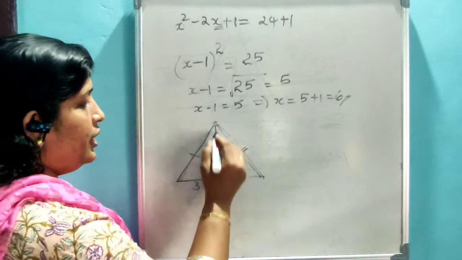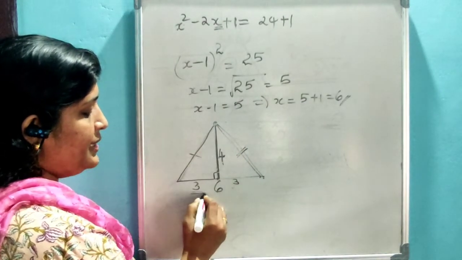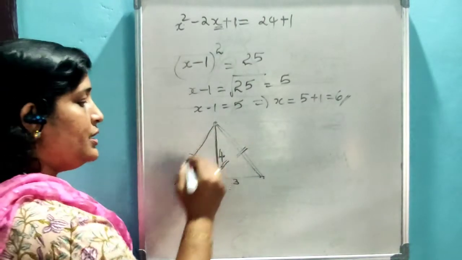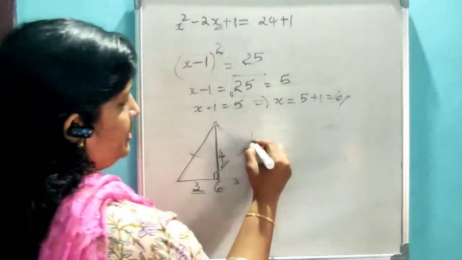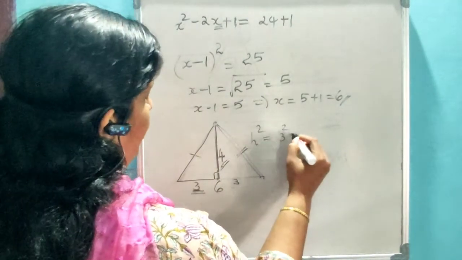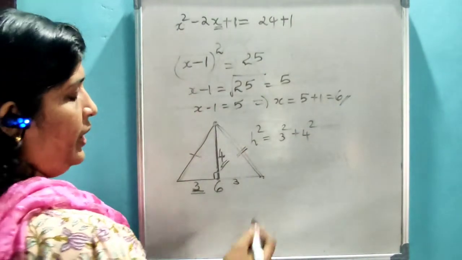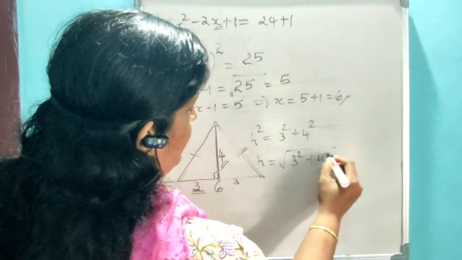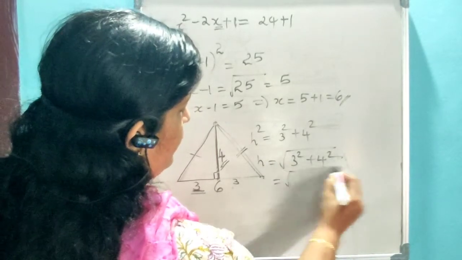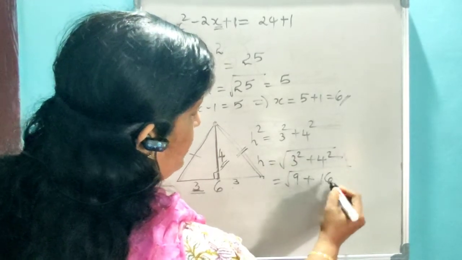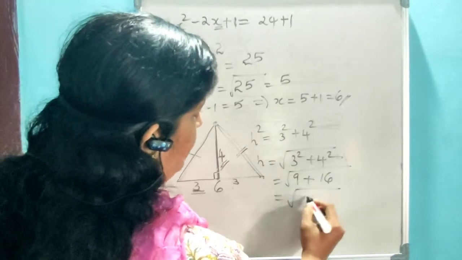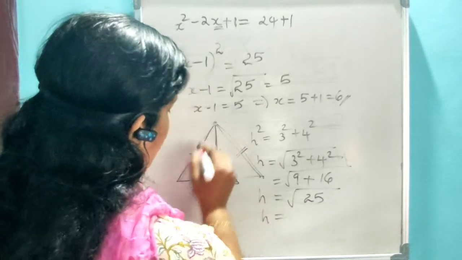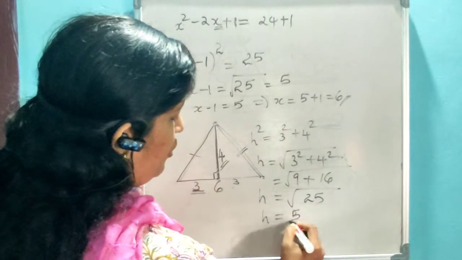So if we consider this right triangle, its base is equal to 3 centimeters and its altitude is equal to 4. Then what is its hypotenuse? The hypotenuse is equal to the root of base square plus altitude square. And what is 3 square? 9. 4 square is 16. So the root of 9 plus 16, which is 25, gives that the hypotenuse of this triangle is equal to 5.